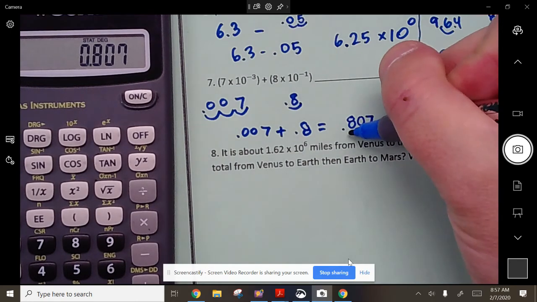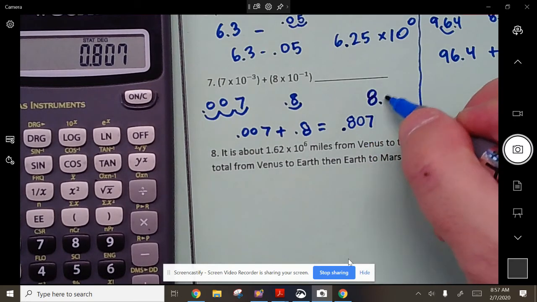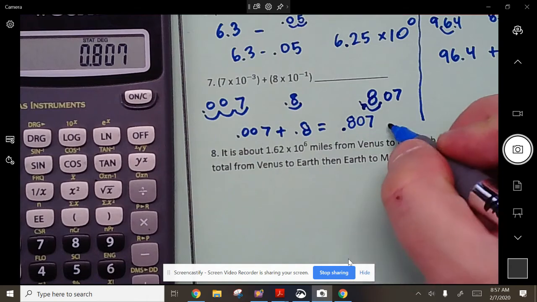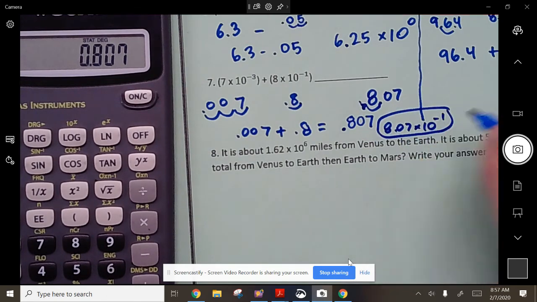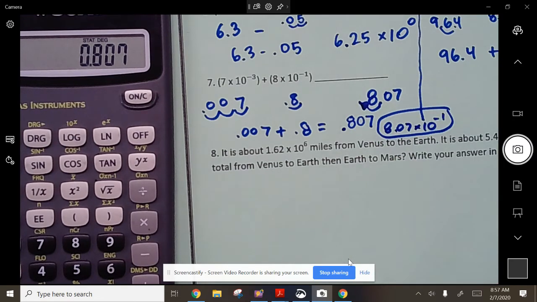Okay? Now, what are you going to do? You're going to move this decimal. It's right here. Where should it be? It should be 8.07. So it has to go over 1 spot. So it's 8.07 times 10 to the negative 1, because it had to go to the left 1 to get back to where it was. All right, a little tricky.